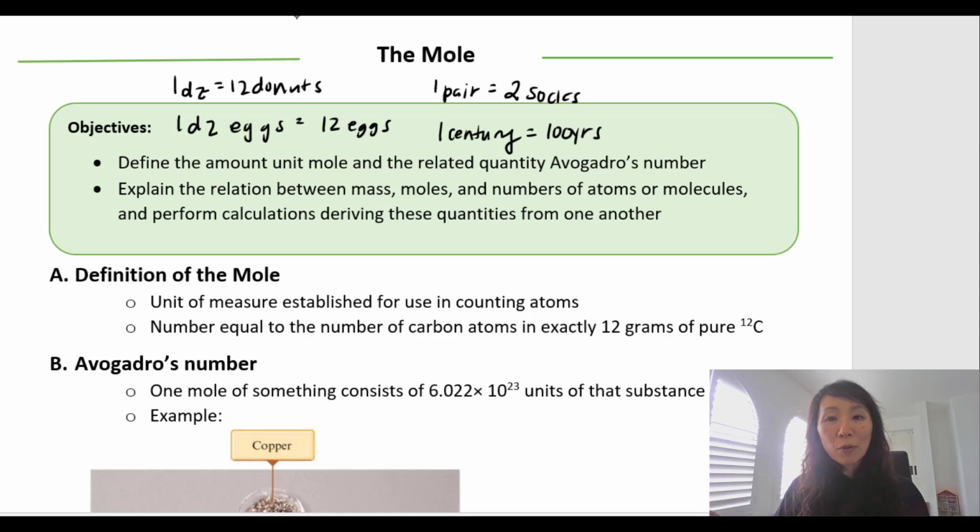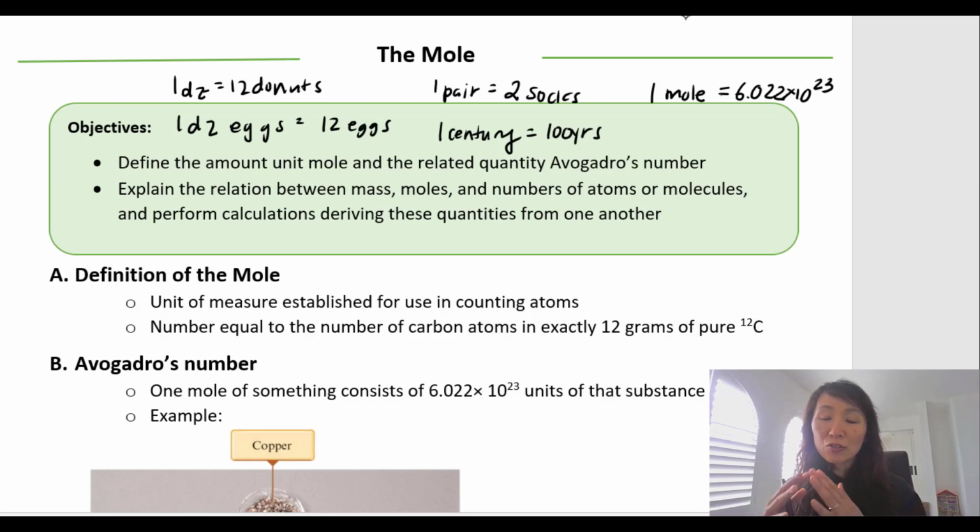And that goes the same for the mole. 1 mole, say I want 1 mole of donuts. Okay, how many donuts will you get? You will get very many. In fact, you would get 6.022 times 10 to the 23.